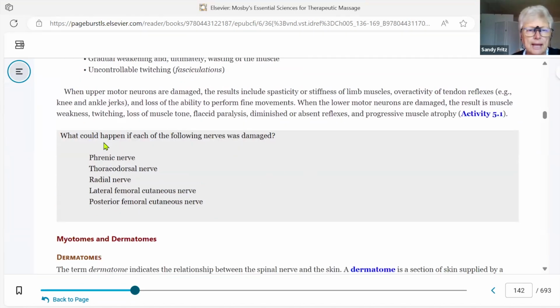So this is asking you to do some critical thinking. What would happen if the phrenic nerve was disturbed? You're going to have to go up and look and see what the phrenic nerve does, and then you're going to go, well, what would happen if there was a problem there?